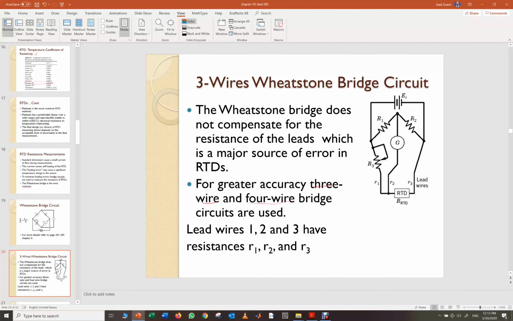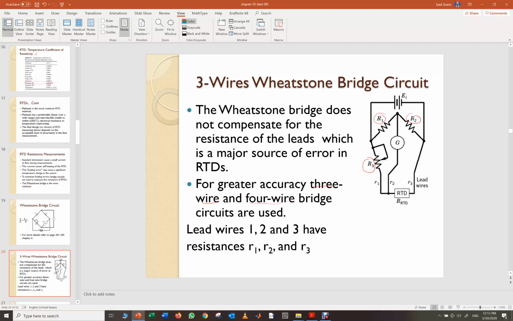Lead wires 1, 2, and 3 have resistances R1, R2, and R3. So we have R1 and R2, which are the resistances in the wires, and R3 for the lead wire. And we have the RTD, the resistance of the RTD. We have a variable resistance R3, and R1 and R2 are fixed.